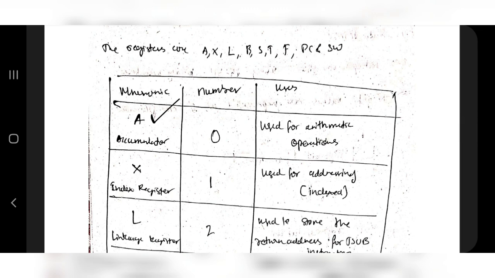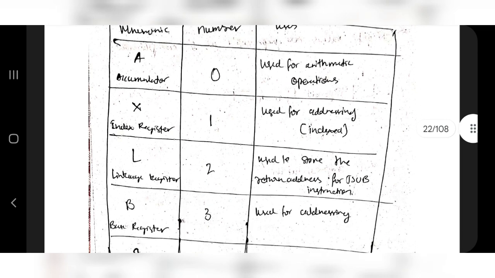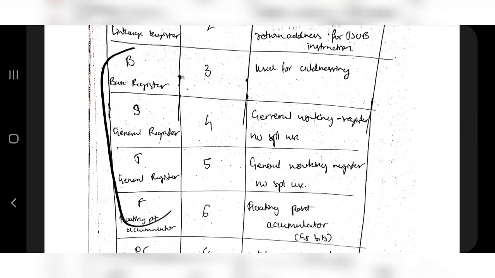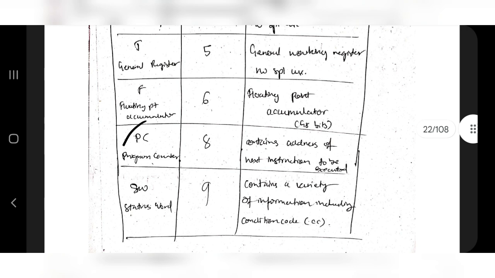These were the previous registers as well, like it was present in the previous one. A was present, X was also present, L was also present, B, S, T, F. These are the 4 registers which are new. PC and SW were in the previous case as well.